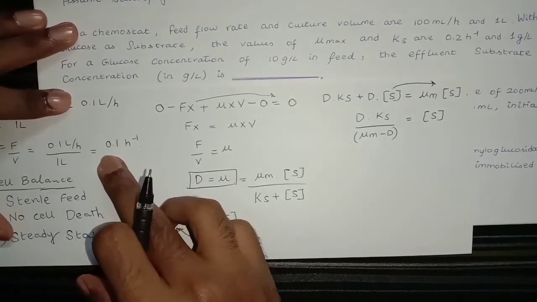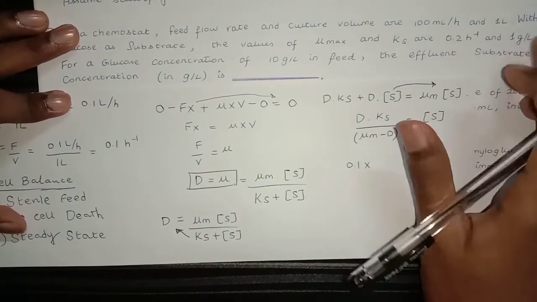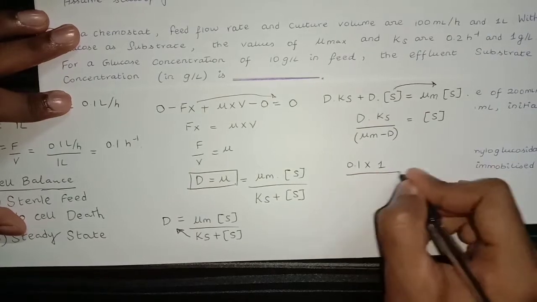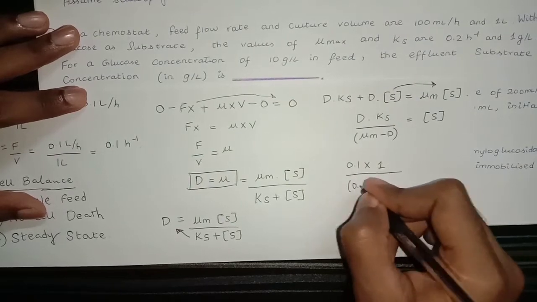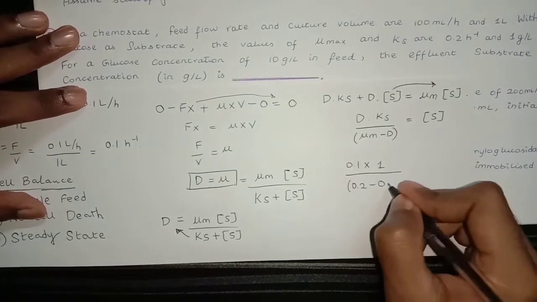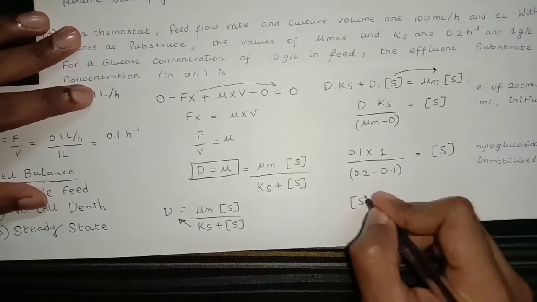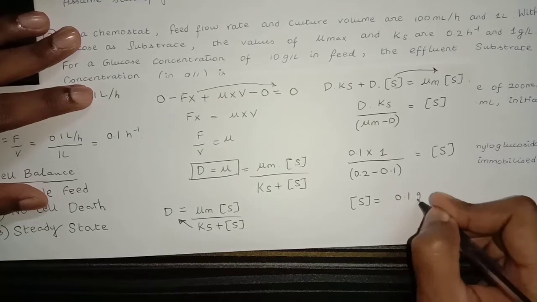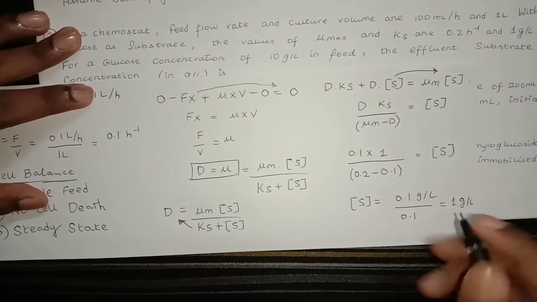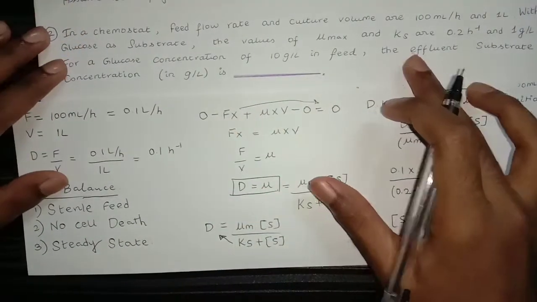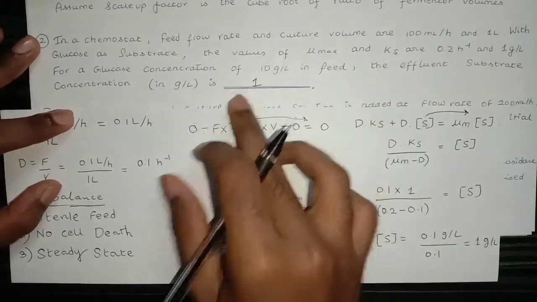So let's plug in the data. D is equal to 0.1 per hour, Ks is 1 gram per liter, and the kinetic parameter mu max is 0.2. So 0.1 times 1 gram per liter, divided by 0.2 minus D, which is 0.1, equals the substrate concentration. Therefore, S is equal to 0.1 gram per liter divided by 0.1, which is 1 gram per liter. So the effluent substrate concentration is 1 gram per liter.